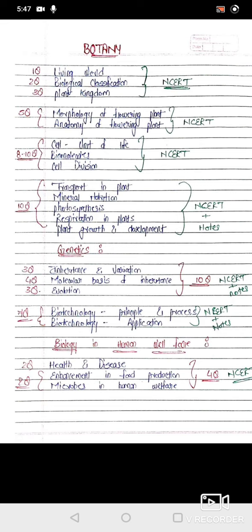So we don't have to refer notes other than our NCERT or class notes. Our NCERT is more than enough for this chapter. For example, the living world gives us one question, biological classification gives us two questions, and plant kingdom gives us three questions. In all, we are getting six questions from a single unit, and these are easy chapters. We just have to go through our NCERT.